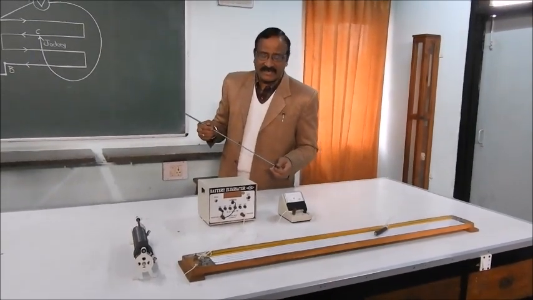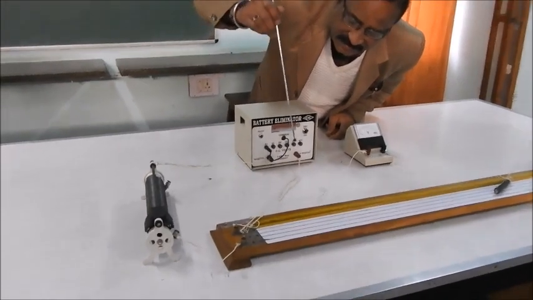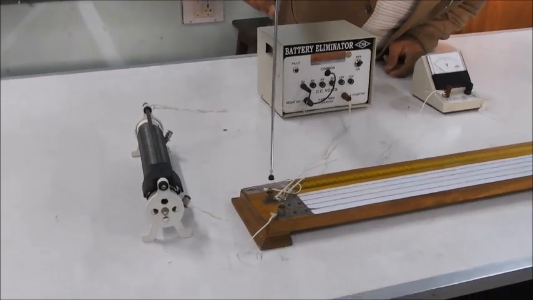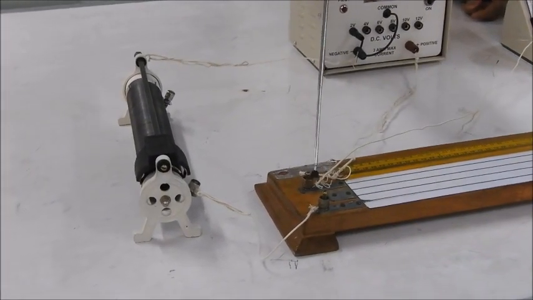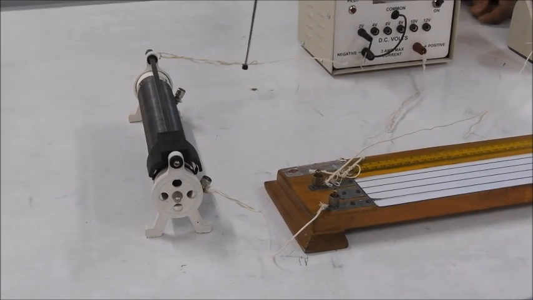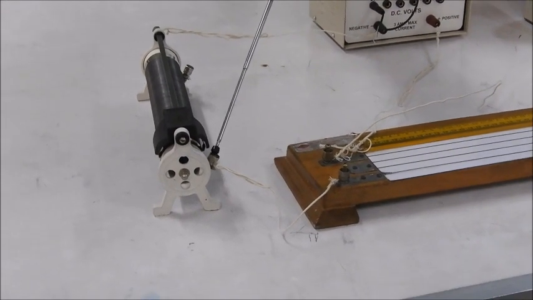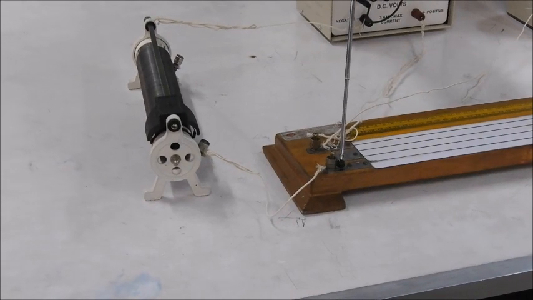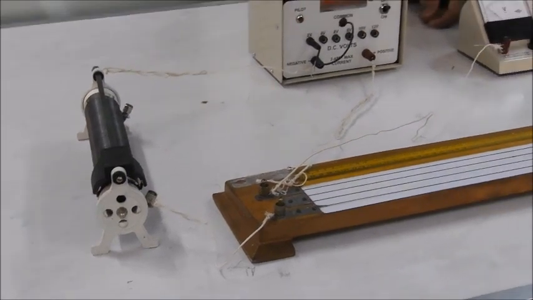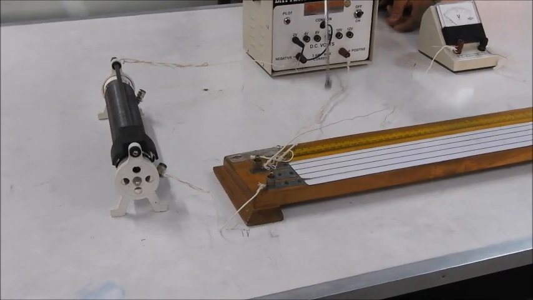Now let us try to understand the connections in our circuit diagram. This is the battery eliminator. The positive terminal of this battery eliminator is connected to this point of the potentiometer, which I refer to as point A. The negative terminal of the battery eliminator is connected to the upper terminal of the rheostat, which is the sliding point, and from the lower terminal of the rheostat it is connected to the other end of the potentiometer wire, which I refer to as point B. So this battery eliminator is providing the required voltage to the two ends of this wire AB.